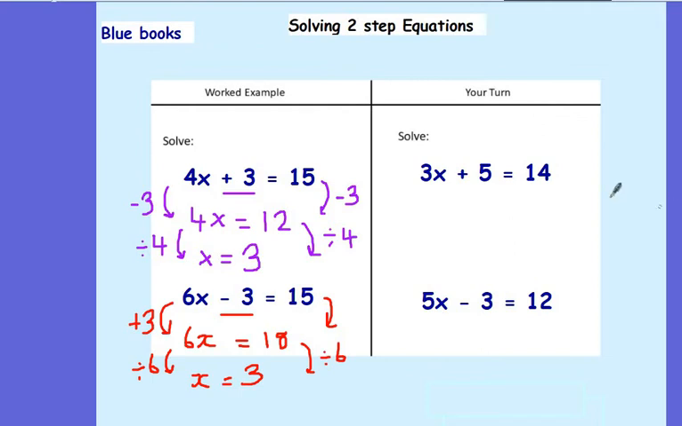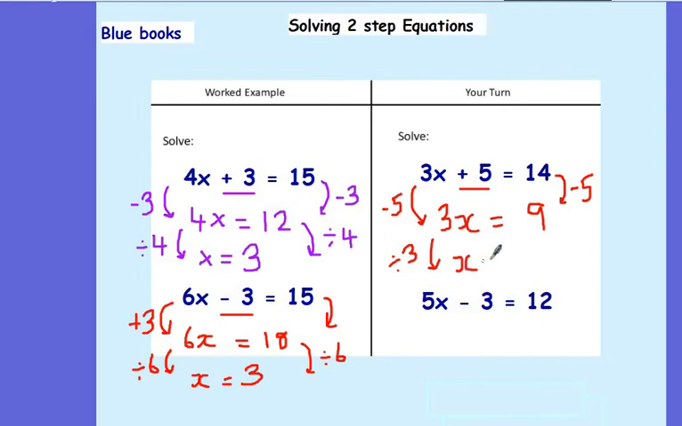Right, let's go through the answers. For the first one, the first thing I want to do is get rid of this plus 5. And to do that, I need to subtract 5 from both sides. 14 take away 5 gives me 9. That leaves me with 3x equals 9. I then want to divide both sides by 3, which leaves me with x is equal to 3.